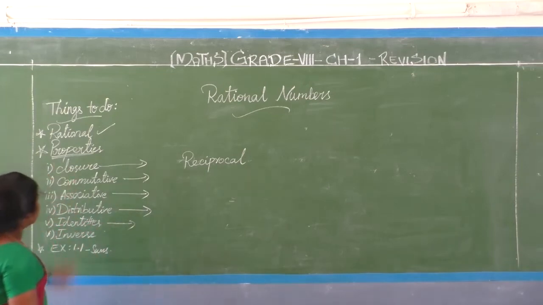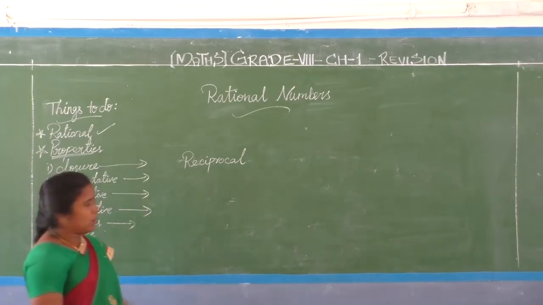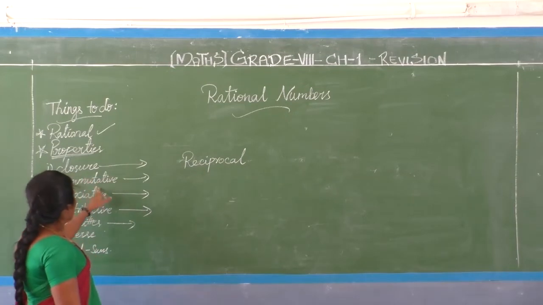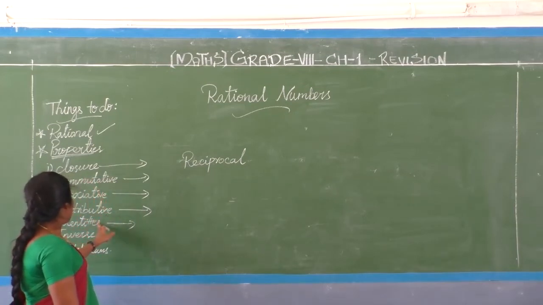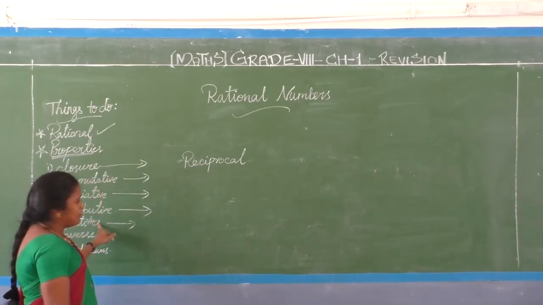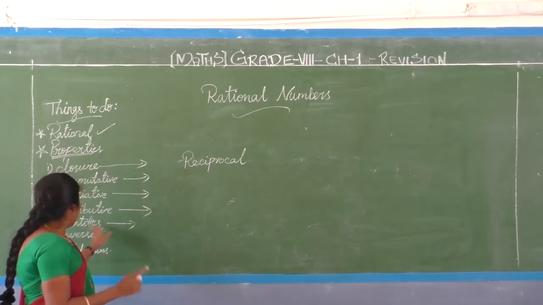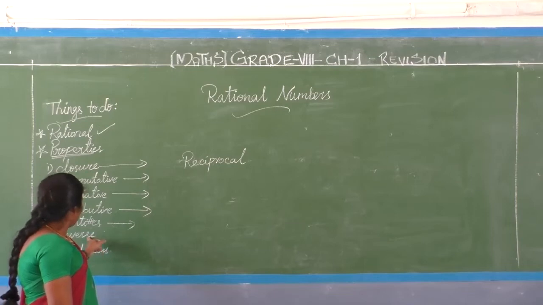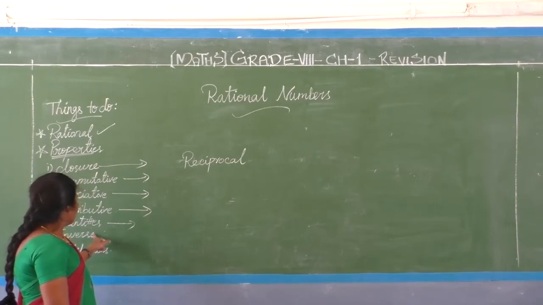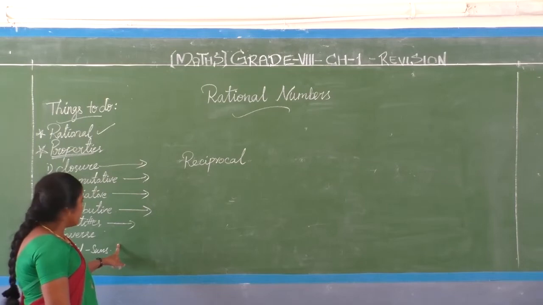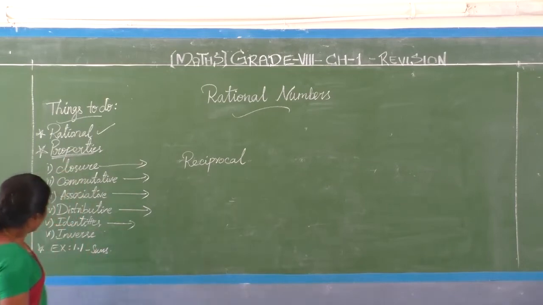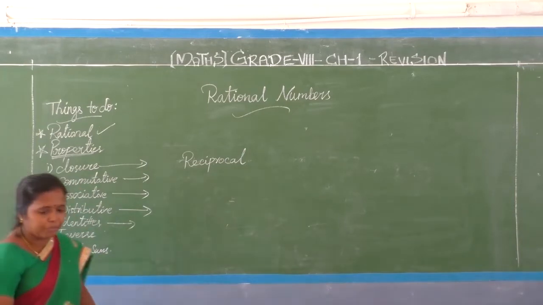Up to this I have recalled all the properties: closure property, commutative, associativity, distributivity, identity, additive identity, multiplicative identity. Additive identity is 0, multiplicative identity is 1. Inverse, additive inverse, multiplicative inverse. Clear? Up to this we have recalled. Now, based on exercise 1.1, we are going to do a few sums.